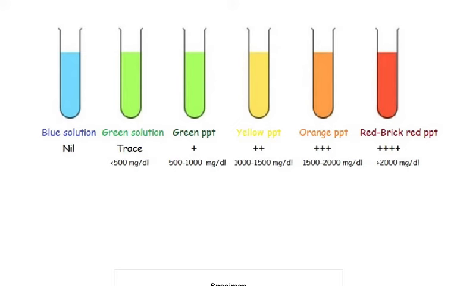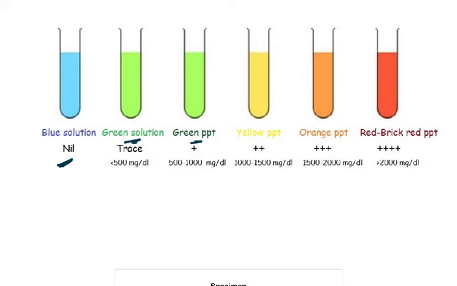Now this is another diagrammatic representation. Blue solution means no reducing sugar. Don't say no sugar, because we're only checking reducing sugar, and it should come to your mind that there's also a non-reducing sugar. So if you just said sugar, that would be incorrect because there are 2 types of sugars, reducing sugars and non-reducing sugars. Green solution means a trace.